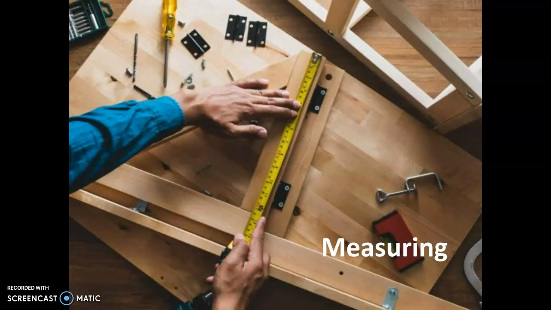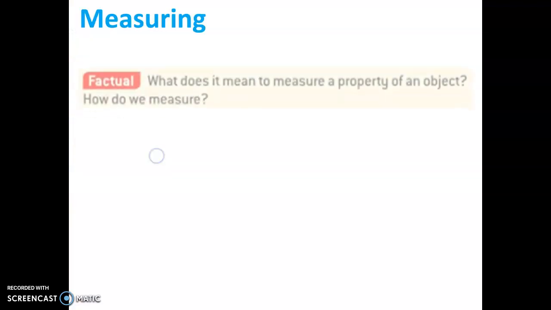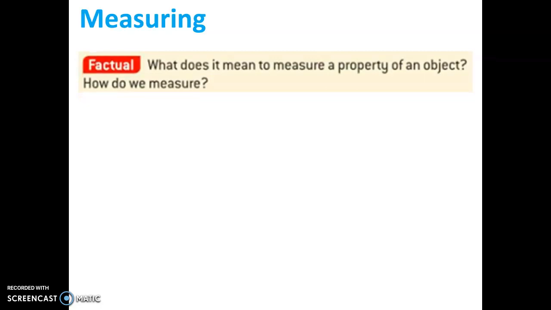Now that we've talked about estimation, let's take a step forward to measurement. Usually we begin by looking at something and estimating quantities, and then we can get to the actual work of measuring it and seeing how close actual measures are to what we estimated. So with measurement, let's begin here. Here's a question for you. What does it mean to measure a property of an object, and how do we measure?